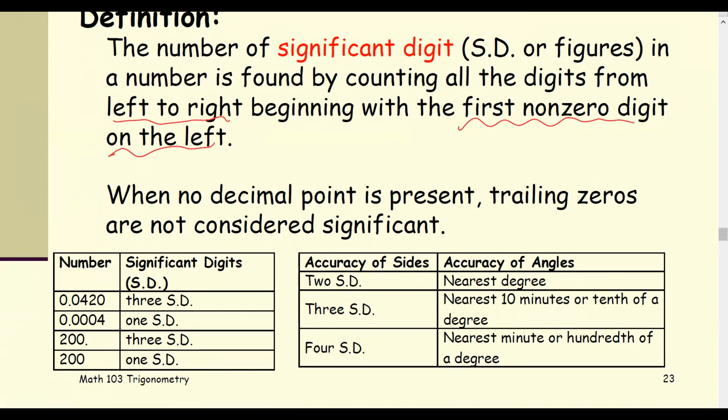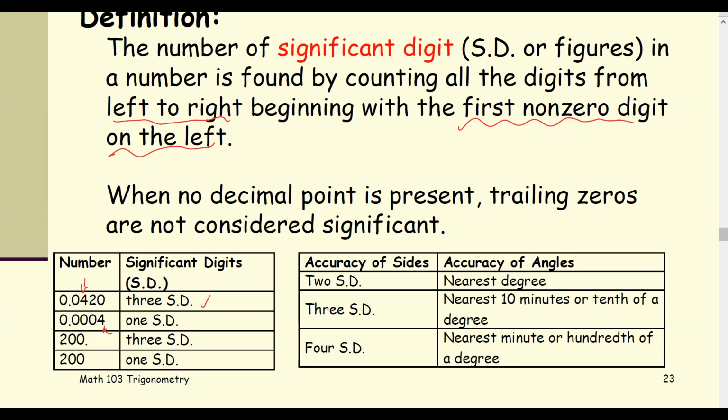For the number 0.0420, the first non-zero digit is the number 4, and then count from that number from left to right. So 1, 2, 3. Therefore, there are 3 significant digits. The second number, 0.0004. The first non-zero digit is the number 4, and that gives you only one significant digit.